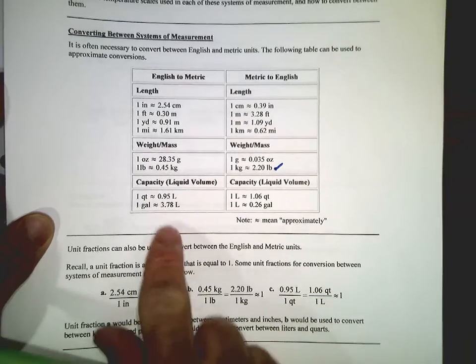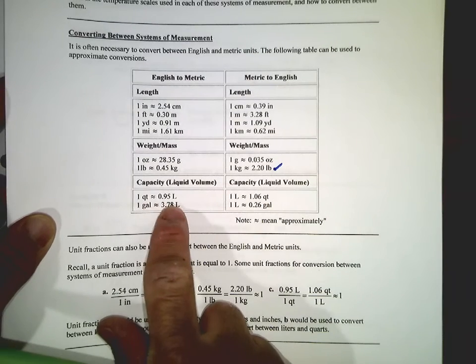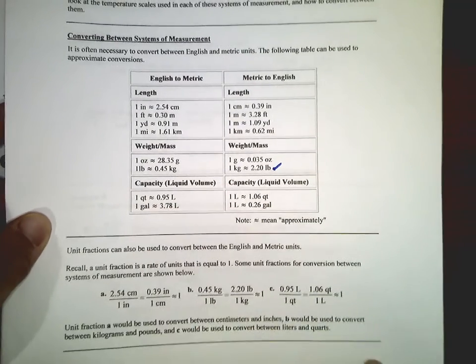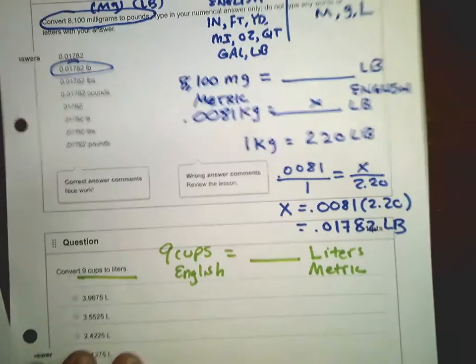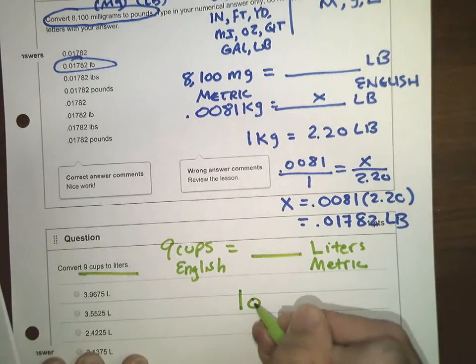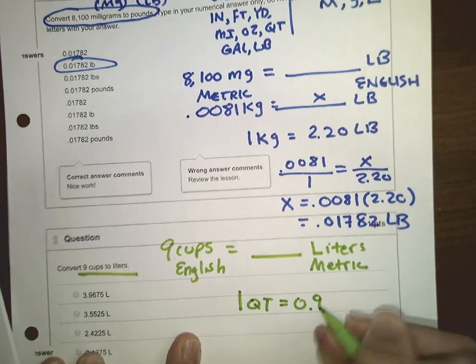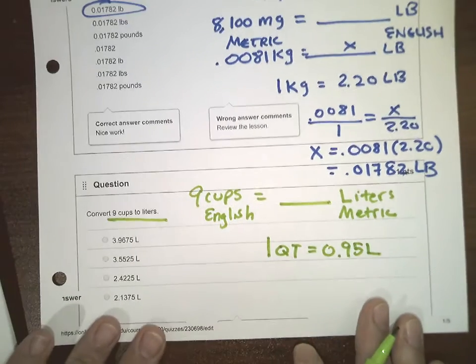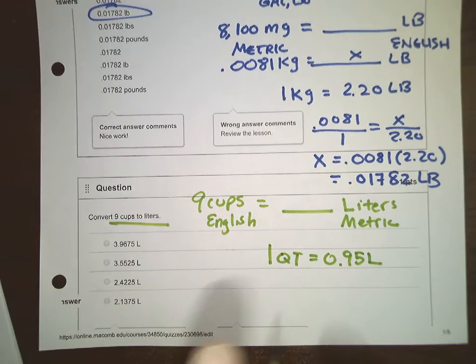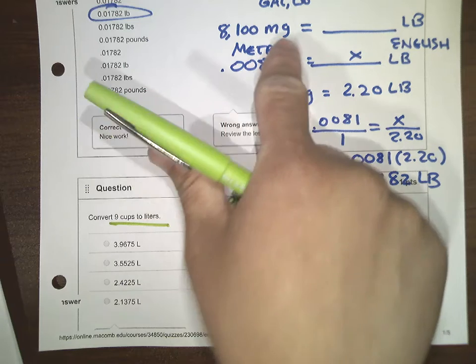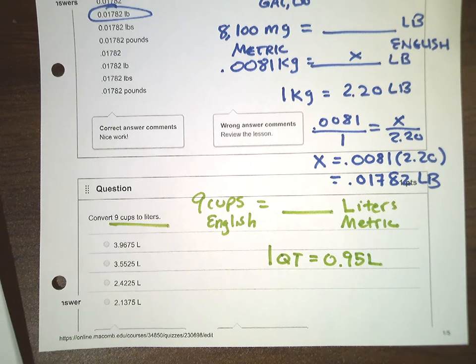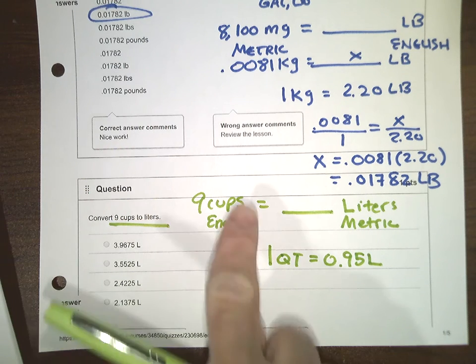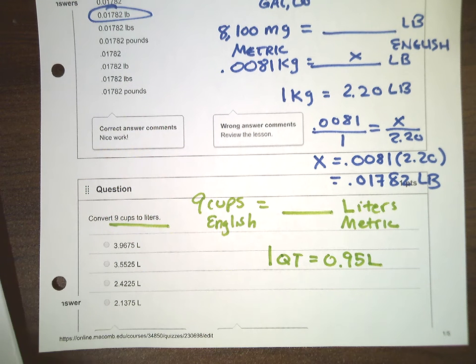Now I don't actually see cups on here, but I do see liters. So let's look at this. I see that 1 quart is equal to 0.95 liters. It doesn't matter which one of these two I use. I just need to use one that says liters. So just like how I converted the milligrams to kilograms before I could do anything else, I need to convert the cups to the quarts.